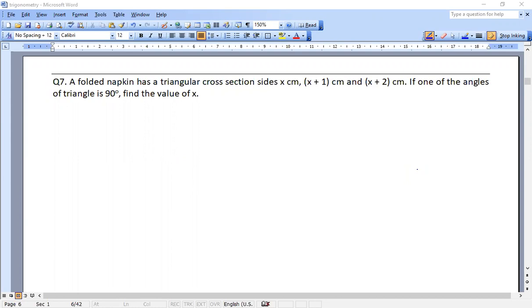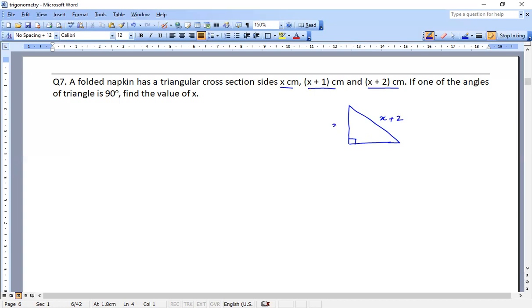So I can say that the cross section area of the triangle looks like this. Okay, this is what it looks like, and this is the angle which is 90°. Now that I have the cross section area of the folded napkin, I only have to figure out which side is x, which side is x plus 1, and which side is x plus 2. So if I look at these three sides, I'll realize that x plus 2 is the longest. And if x plus 2 is the longest, then x plus 2 should be the hypotenuse.